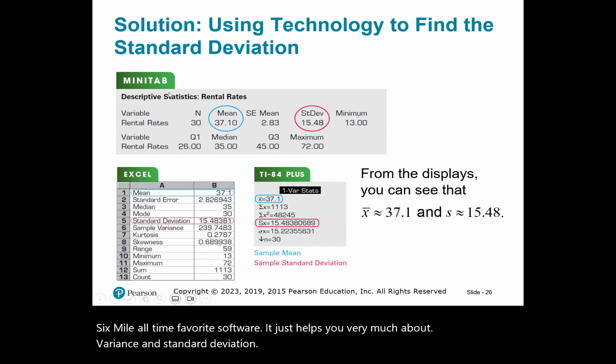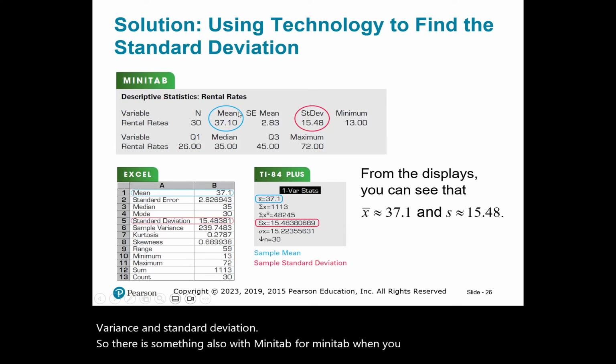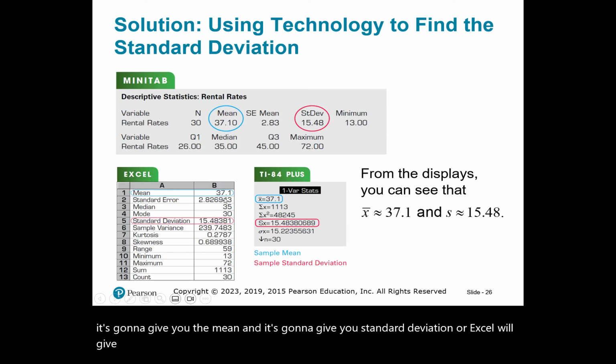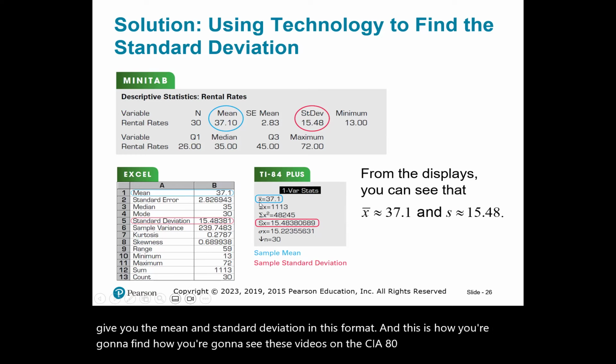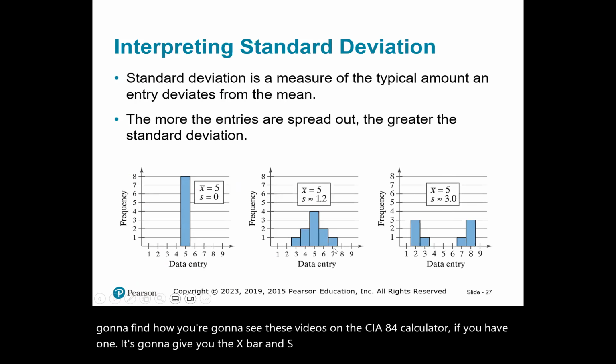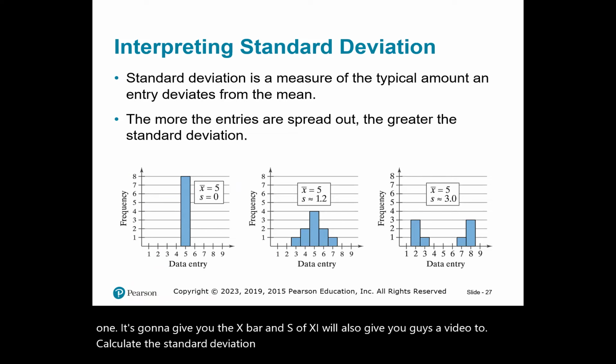There is also Minitab. When you enter those values in Minitab, it's going to give you the mean and the standard deviation, or Excel will give you the mean and standard deviation in this format. And this is how you're going to see these values on a TI-84 calculator, if you have one. It's going to give you the x bar and Sx. I will also give you a video to calculate the standard deviation using Excel after this video.